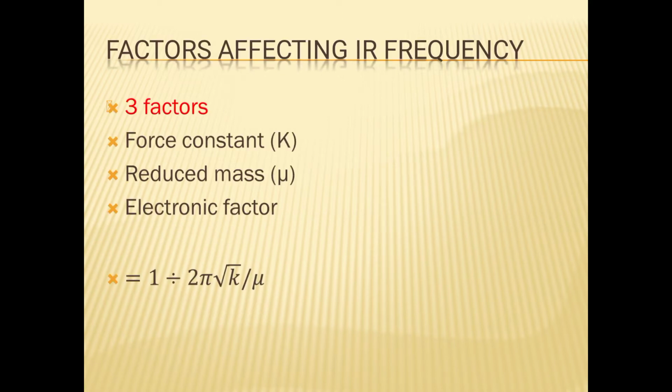So the factors affecting IR spectroscopy. There are three major factors which change your IR frequency. The first factor is the force constant, the second factor is the reduced mass, and the third is the electronic factor. And all of these factors are mostly dependent on the formula given. That is, nu is equal to 1 upon 2 pi square root of k upon mu. So everything basically depends on this formula itself.